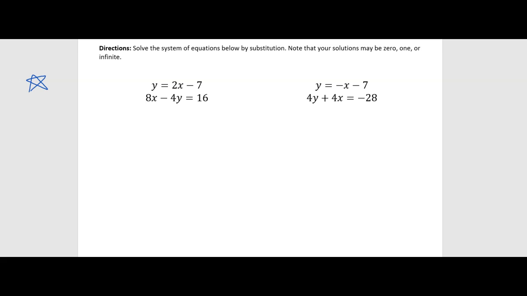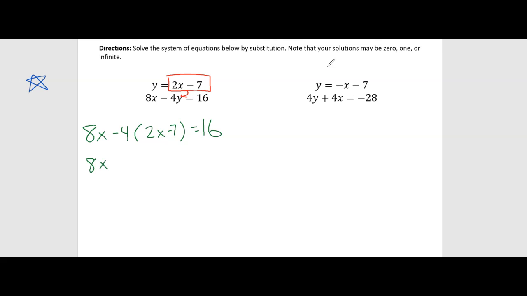Well, substitution would actually be easier here, right? It's because we already have one equation solved for one of the variables. So we can very easily substitute this in for the y in our second equation. So we're going to get 8x minus 4 times the quantity 2x minus 7, instead of y. And now I just have a single variable equation to solve.